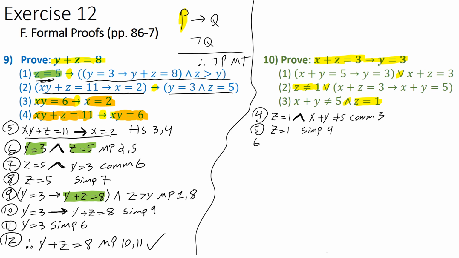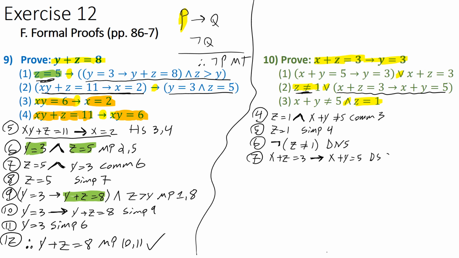Then for 6, we can double negate, so it's not the case, parentheses, that z does not equal 1, double negation, line 5. And so we're denying this, and so we could affirm this, line 7. We have a conditional, x plus z is equal to 3 implies x plus y is equal to 5. Disjunctive syllogism, 2, 6.